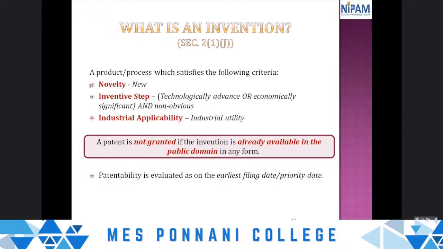So the difference is that not only should it have something new, but the new feature should be such that it is technologically advanced over the existing technology, or it should be economically significant. So it can be either of the two. Either it should be technologically advanced, or it should be economically advantageous, meaning it should be cheaper, right? And along with any of these two, it should be non-obvious.